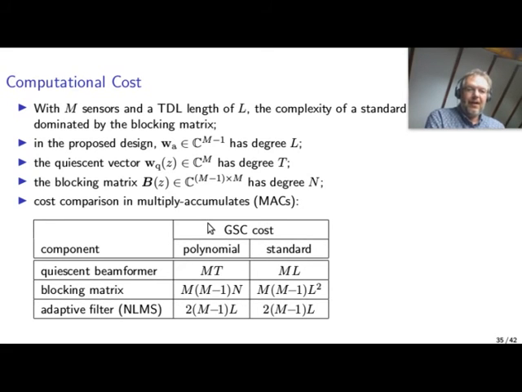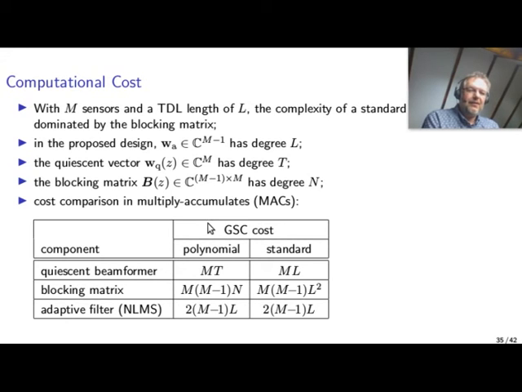For our polynomial approach, the dimension of the Quiescent beamformer depends on the accuracy that we select for the broadband steering vectors, and we would perform a truncation on our blocking matrix to satisfy a sufficient polynomial approximation as well. So these two quantities are T and N.